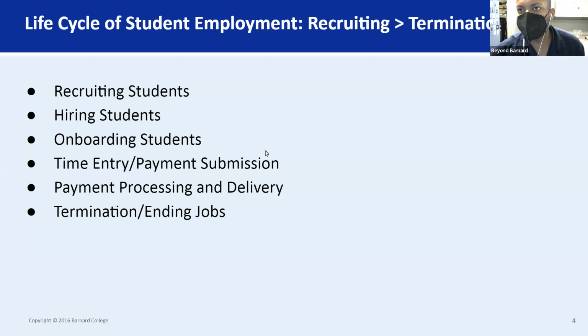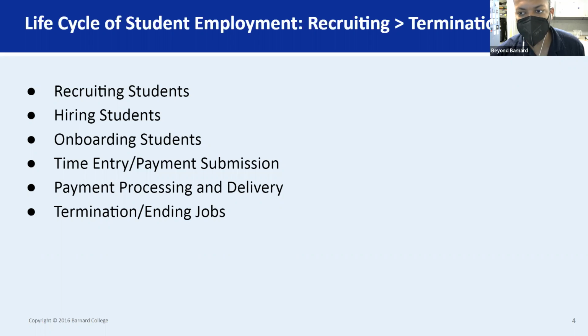So the student employment lifecycle is pretty standard. It starts with recruiting students, so figuring out who you're going to hire, and then hiring the students, either by using the direct hire process or moving them forward in the job requisition. Onboarding students, so after they've been hired, students will need to complete paperwork if they've not worked on campus before. This includes an I-9, W-4, WTPA, and most of these forms can be completed in Workday. Students will need to come into the Beyond Barnard office to verify their I-9 with ID documentation.